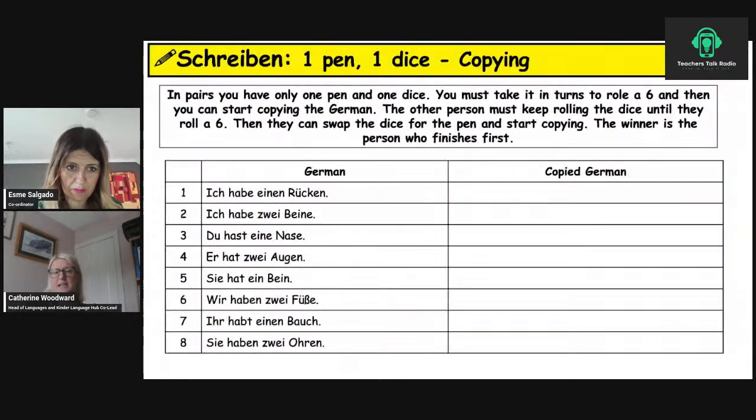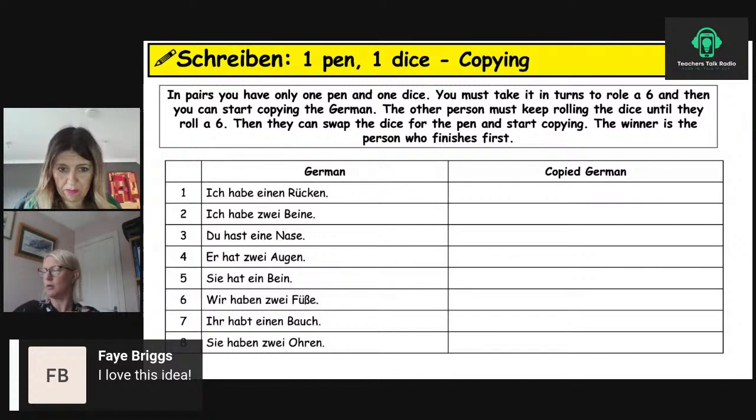One pen, one dice is a brilliant game. My children, again, love this. And this is just copying. I know this sounds ridiculous, but sometimes I find that when we do copying, they still copy wrong. So actually having the chance to do this, and they absolutely adore it. And I know you have to deal with the dice noise, but they do love it.